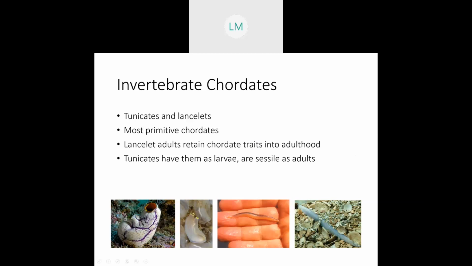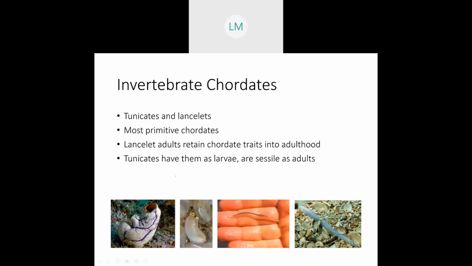These are our most primitive chordates, right? These are invertebrate chordates. So they don't have most of the advanced traits that we see in chordates. So obviously we don't have the four chordate traits retained into adulthood here. These look very different than that photo I showed you with all four of those chordate traits. But these lancelets, these actually retain all four of those chordate traits into adulthood. So you can look at an adult lancelet and see the notochord, the dorsal hollow nerve cord, this postanal tail, the pharyngeal slits. You can see all of those in these lancelets.